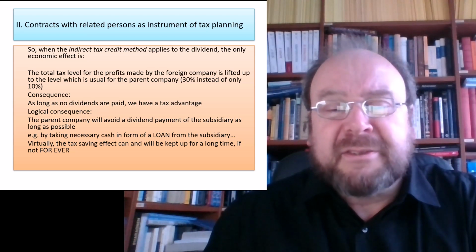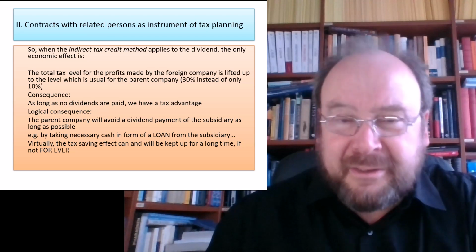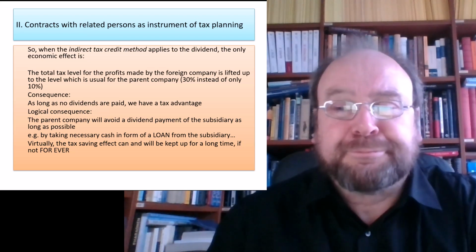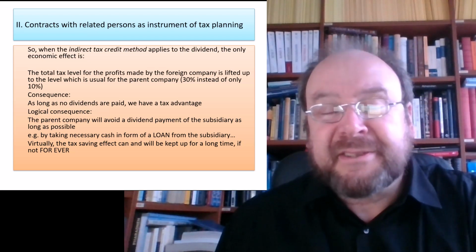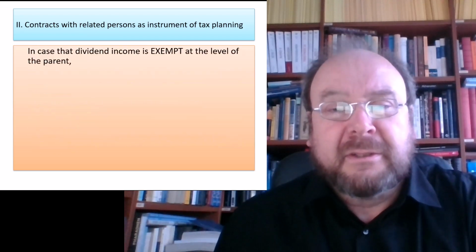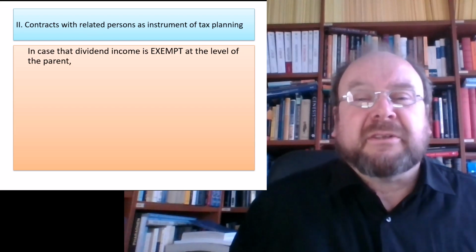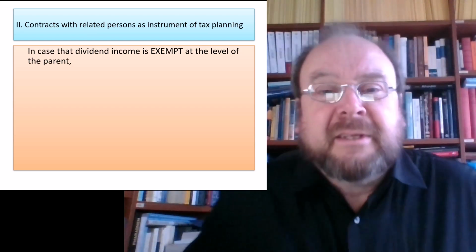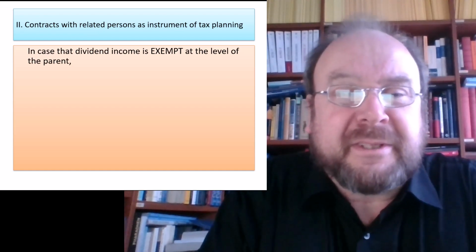However, in practice, you will try to keep it as long as possible, nearly until eternity, at the level of 10% by avoiding dividends. That makes it understandable why other states say, okay, let's expect that the tax planning departments of major multinational groups are a bit intelligent, so they will probably never pay out these profits of the subsidiaries as dividends as long as they can avoid it.